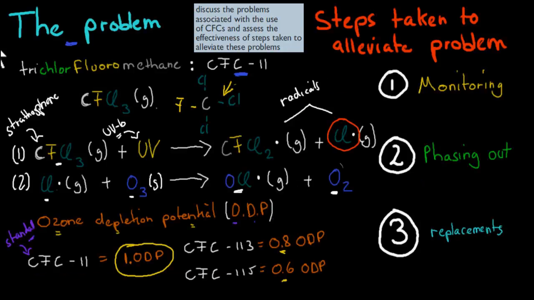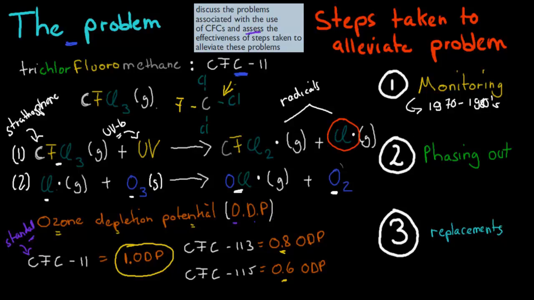But I still have to talk about the second part, which is assess the effectiveness of steps taken to alleviate these problems. So what have we done to try to reverse this problem? Well, first of all, we realized it was actually a problem. We didn't know that for a long time. But by the 1970s and the 1980s, we discovered, oh, we actually have a problem. We need to monitor our ozone because it seems to be going less and less.